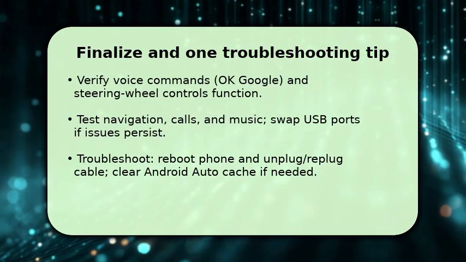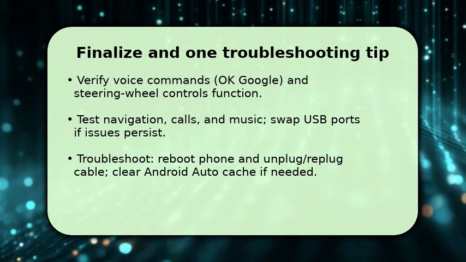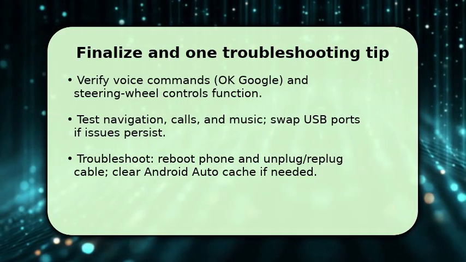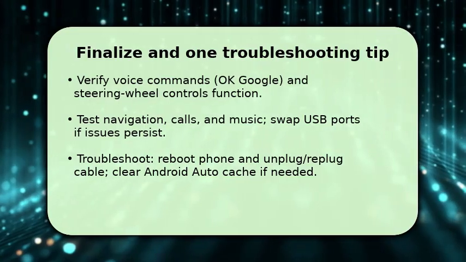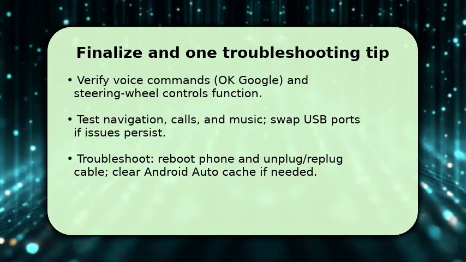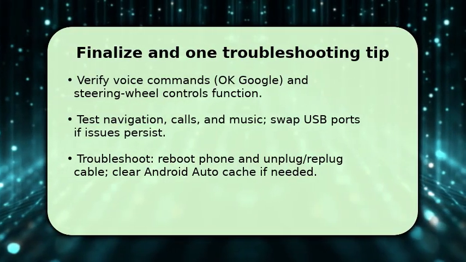One key troubleshooting step. If Android Auto fails to connect consistently, reboot your phone, try a different certified cable or alternate USB port, and clear the Android Auto cache from app info. This resolves most handshake and permission conflicts quickly.